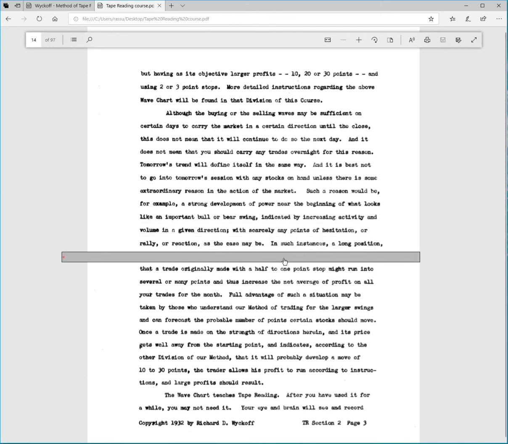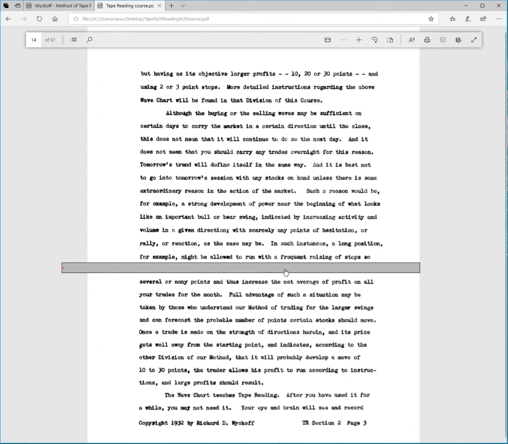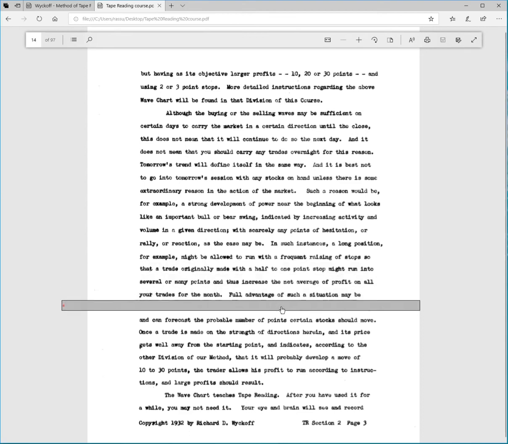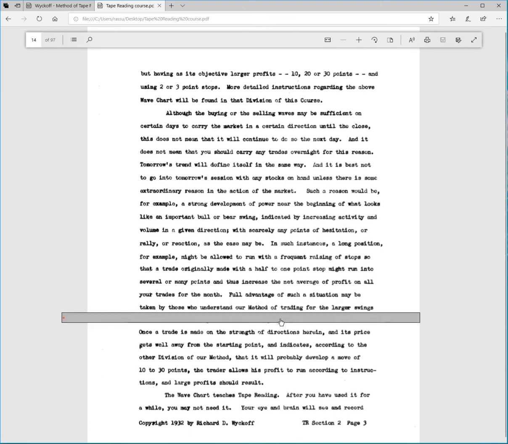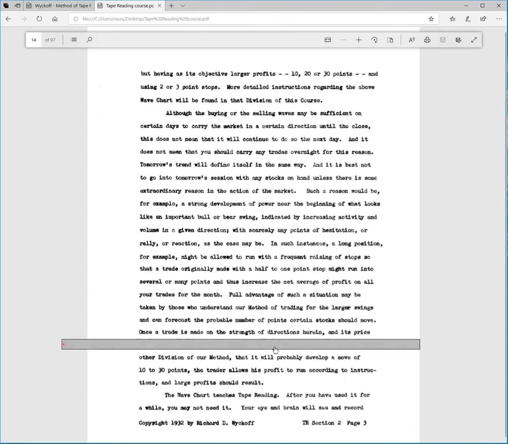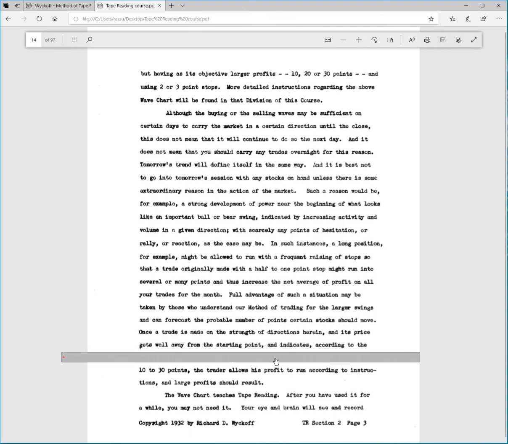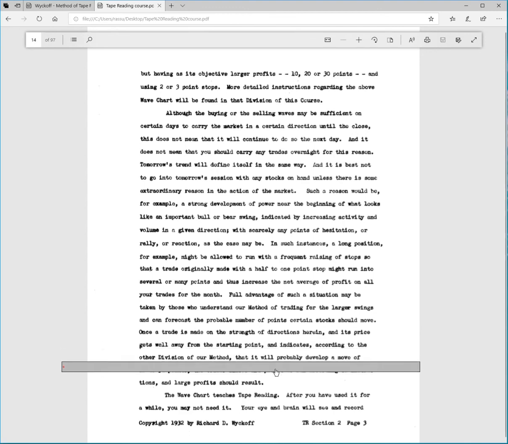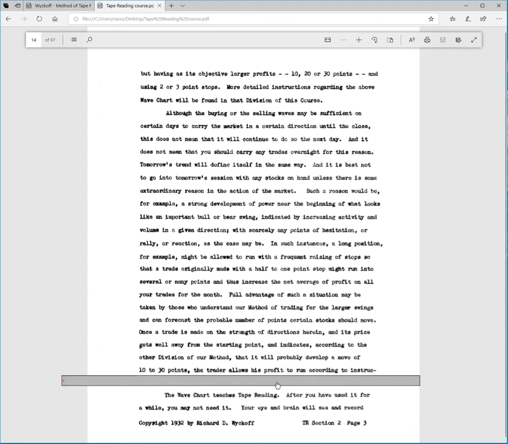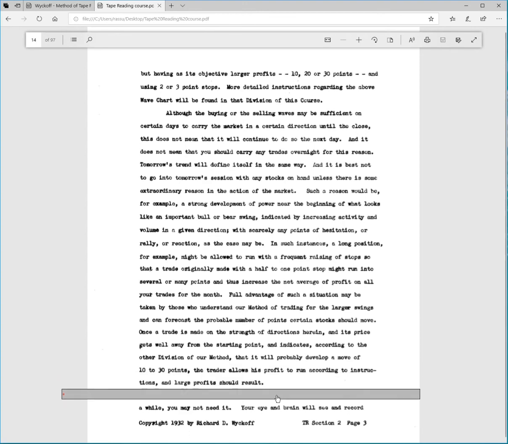In such instances, a long position, for example, might be allowed to run. Okay, I'm not going to go into that. All of this really says the only time you hold it is when you have a huge objective and you're combining the two, Division 1 and Division 2 of the course.